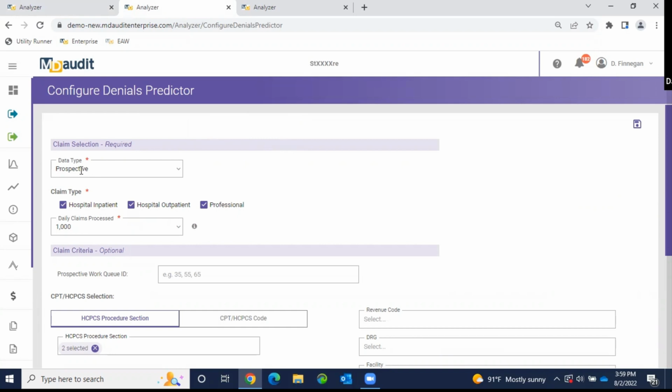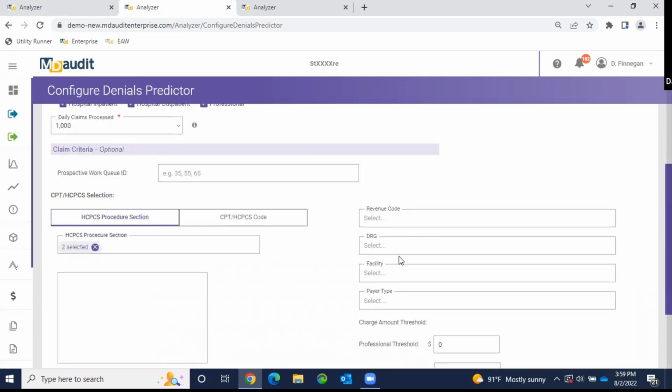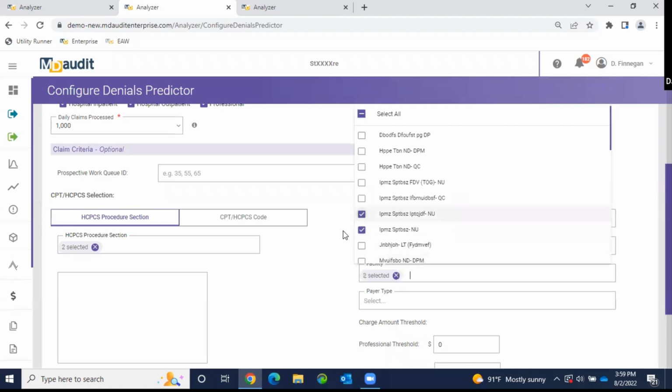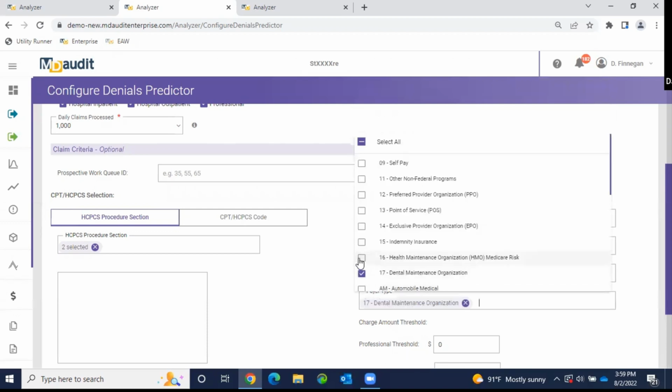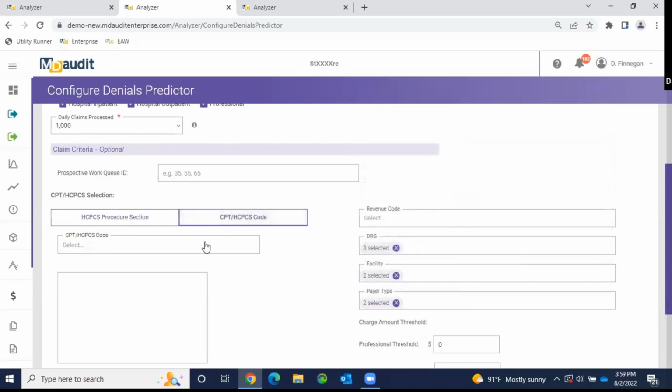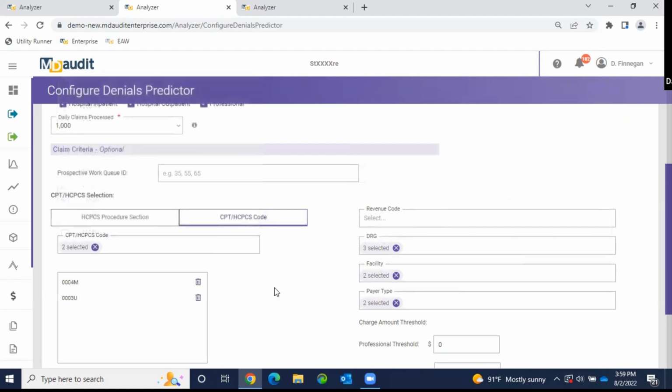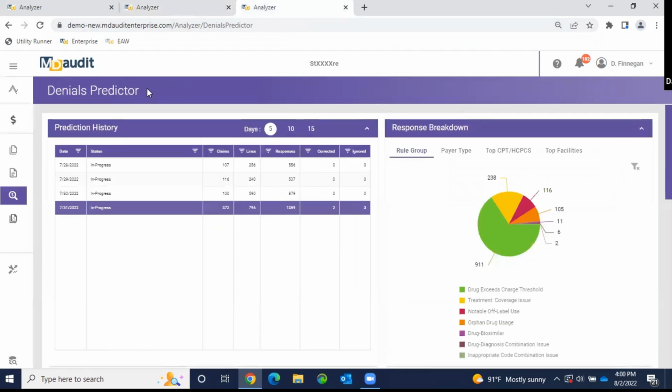So we've loaded the prospective charges, but we're going to run pre-bill charges for certain DRGs, and we're going to run it for certain facilities and maybe certain payers, even CPT codes if we want. Let's do that together, a few CPT codes. What we've done is we've used that retrospective knowledge to say, don't look at all of my pre-bill charges, just look at these, because I know this is where the hot spots are. So once I do that, those pre-bill charges get run through our predictive engine.